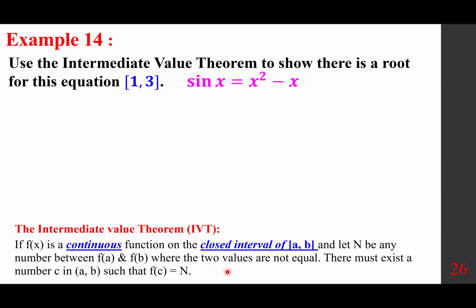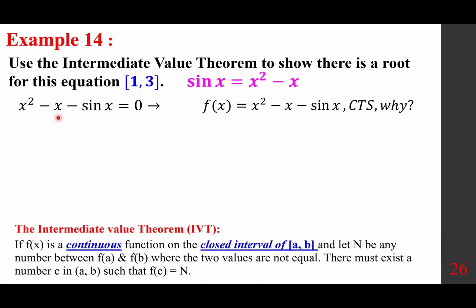So you bring everything to the same side, and it doesn't matter, you take this to the right or this one to the left, and you set it equal to 0. So we took everything to the right, and call this something. For example, let's call it f of x. Now f of x, x squared minus x minus sine x, is continuous.